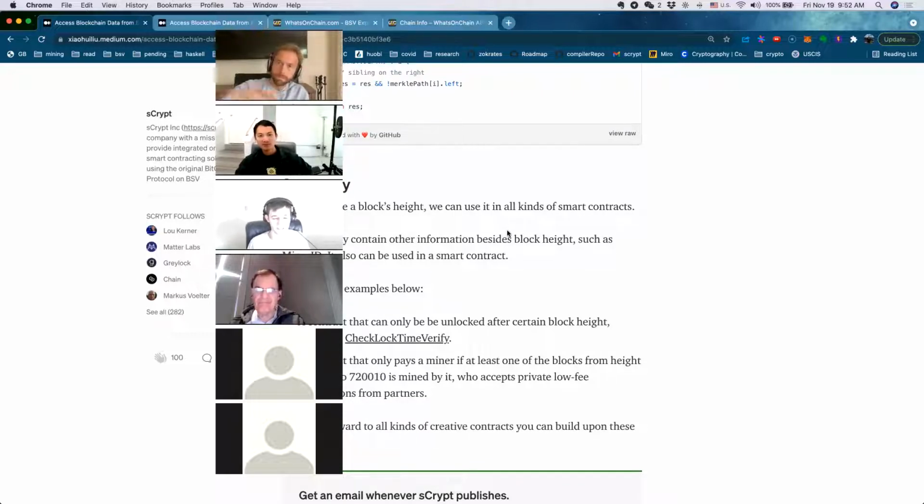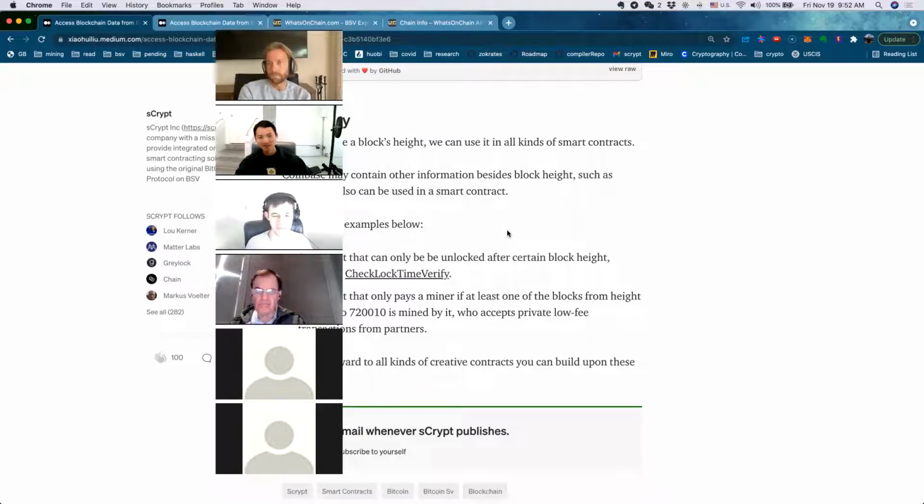It seems like a check lock time, but better, because you can do it within one block. So not only must it be greater than, but also it could be less than. You must have this within the next certain amount of blocks.